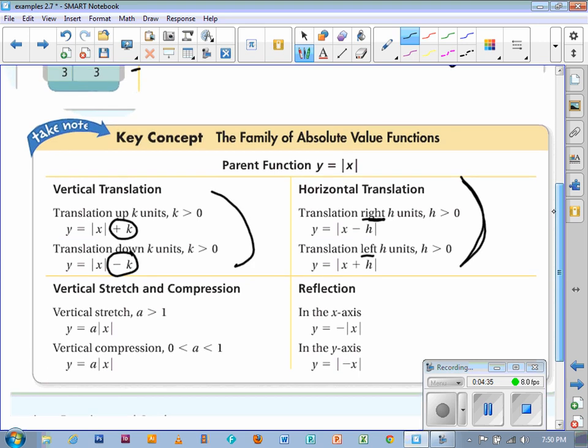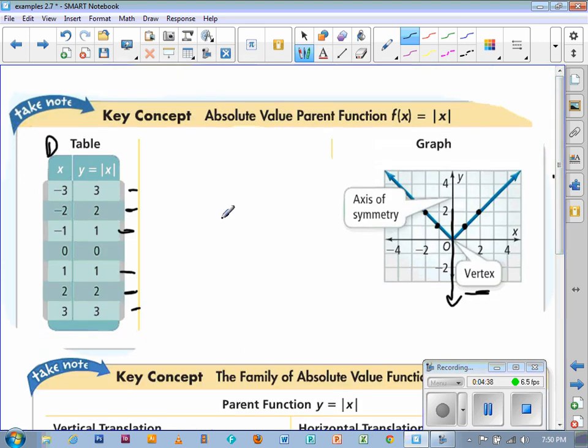For example, let's say we wanted to shift this absolute value function to the left 2 units. We would have to rewrite it as the absolute value of x plus 2, and that would shift our absolute value graph to the left 2 units. It would not change the shape, but it would look something like this.